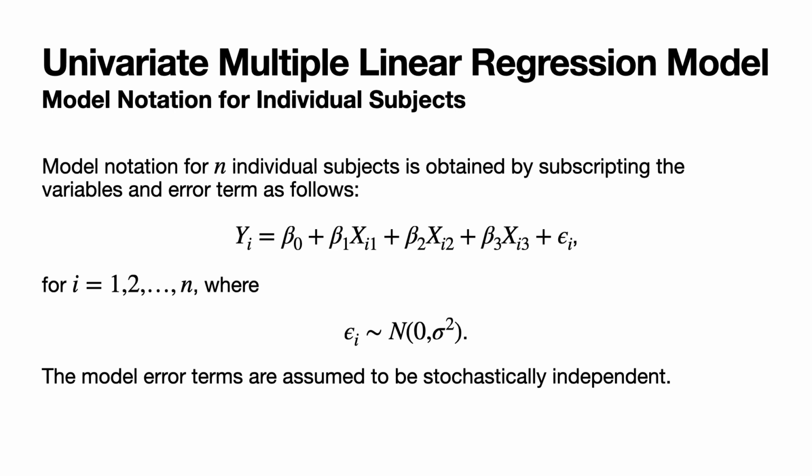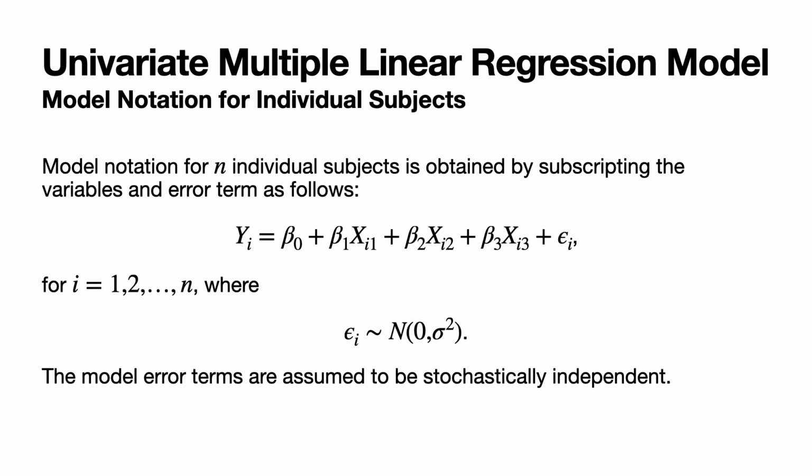Let's suppose that we have n individual subjects or experimental units that we have data on. The model notation for n individual subjects is obtained by subscripting the response variable and the 3 explanatory variables, as well as the error term, as follows. I'm going to use i as my subscript. So y sub i equals beta 0 plus beta 1 times x sub i1 plus beta 2 times x sub i2 plus beta 3 times x sub i3 plus epsilon sub i. And this is for i going from 1 to n.